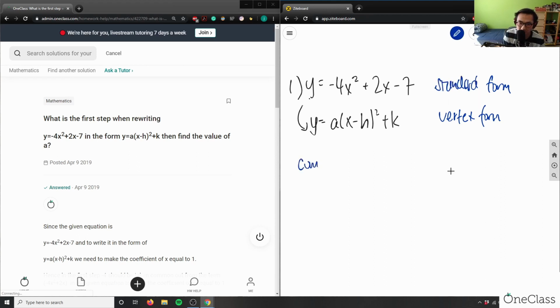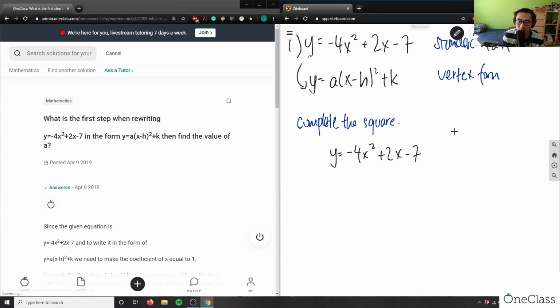So we complete the square. And how do we do that? Well, I'll show you. Let's complete the square for this question. We have y equals negative 4x squared plus 2x minus 7. In order to complete the square, we have to make a perfect square trinomial. First, we have to get rid of this a value, this negative 4. So we're going to factor out negative 4 from our problem here.